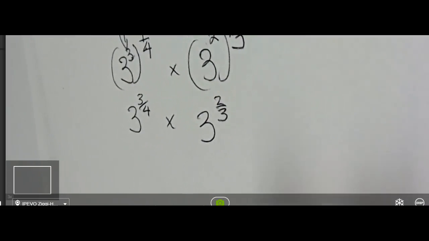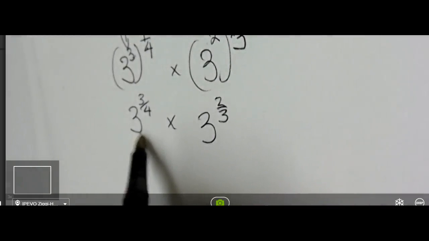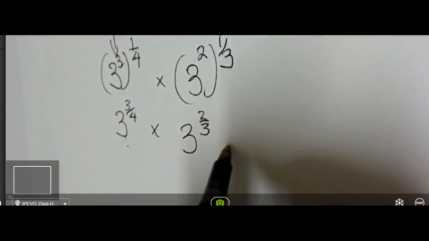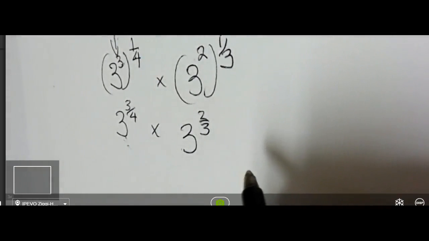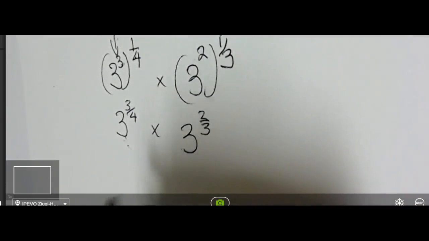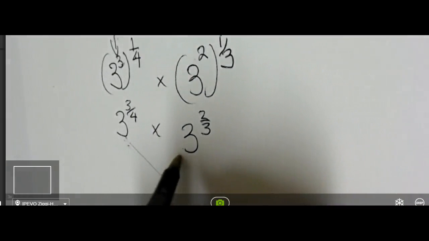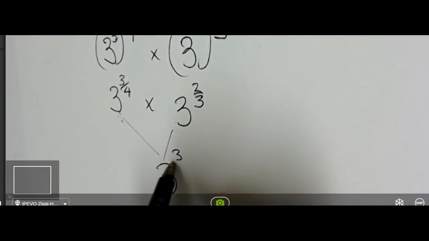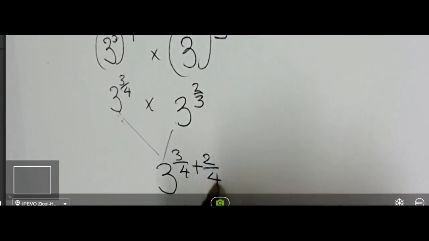Okay, so now that we have the same base, we can actually add the exponents. So that will be 3 over 4 plus 2 over 4. Oops, sorry, 2 over 3.